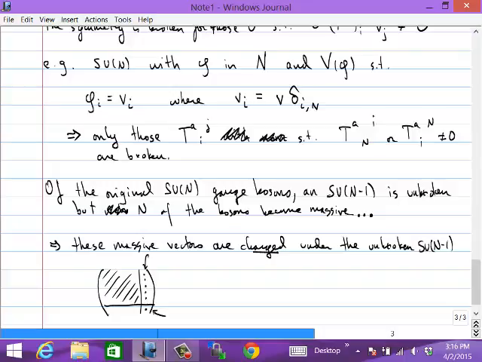Well, let's give you a little hint. This is an n minus 1 by n minus 1 matrix. This is an n minus 1 dimensional column vector. So it transforms in the n minus 1 representation of SU(n minus 1). And this guy here is, well, there's only one of them. And so it's in the singlet of SU(n minus 1). It doesn't transform under the SU(n minus 1).